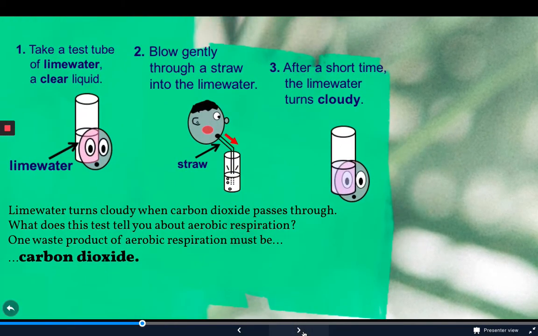For example, take a test tube of lime water, a clear liquid. Then blow gently through a straw into the lime water. After a short time, the lime water turns cloudy. So lime water turns cloudy when carbon dioxide passes through. What does this test tell you about aerobic respiration? One waste product of aerobic respiration must be carbon dioxide.